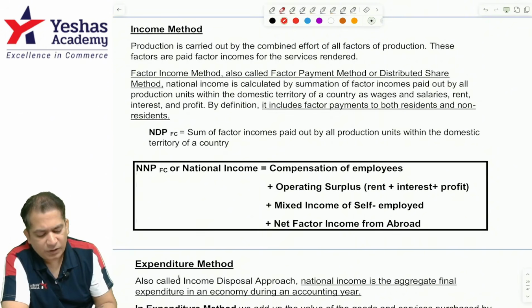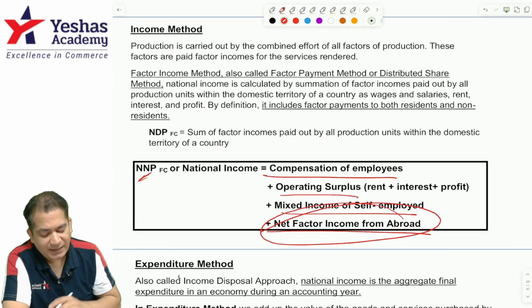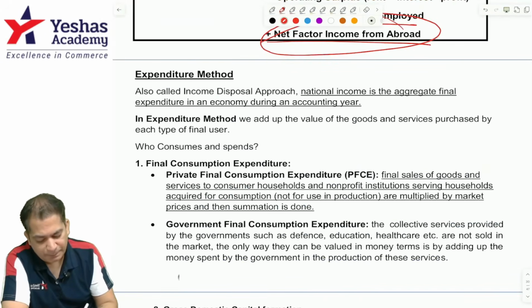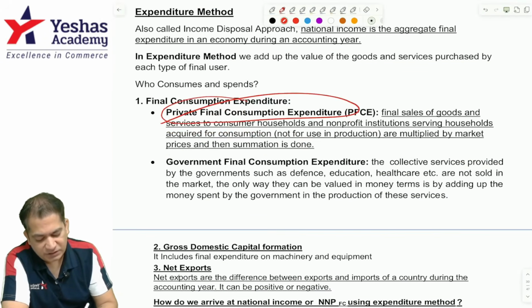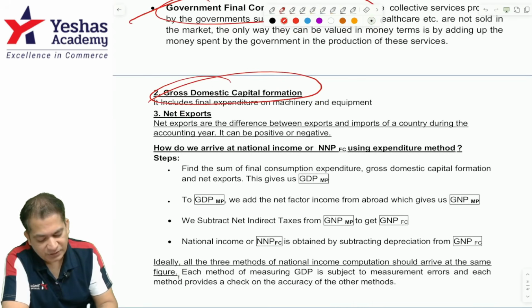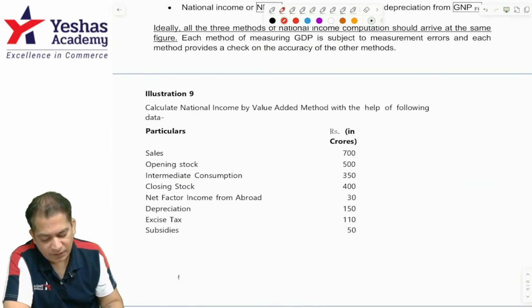Now the income method we all have known: compensation to employees, operating surplus, mixed income of the self-employed. Because we are calculating net national product, we add NFIA. The expenditure method I have already explained to you. You see, private final consumption expenditure, government final consumption expenditure, gross domestic capital formation, net export, it means we add export and deduct import. Now let's look at problem number 9 here.